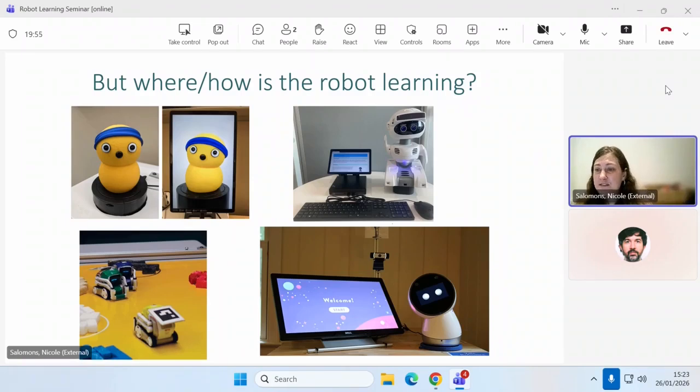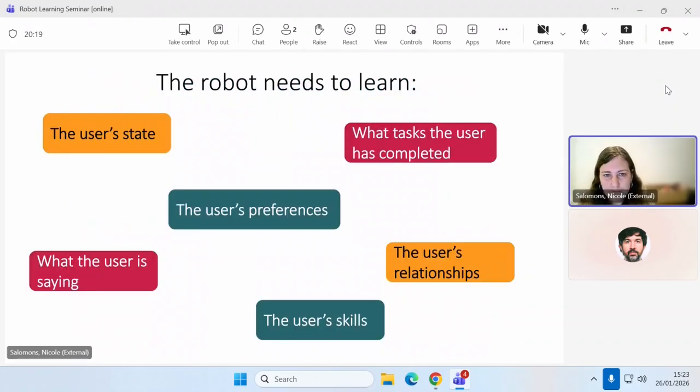My answer is yes, because they need to be interacting and understanding the people around them. They need to learn about the world, and usually they really need to learn a lot about the user itself. They need to understand when the user is coming close, what the user is saying. How do I optimize when the robot responds in return? I'll be going through some more examples later on. So the robot needs to learn the user state, preferences, what kind of tasks the user has completed and what's left to do, the user's relationship to the robot, or maybe the user's relationship to people around them, their skills and what they're saying and things like that.